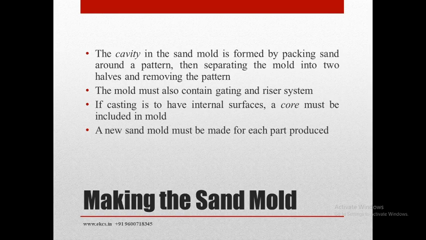The mold must also contain a gating and riser system. The gating system is the system where the molten metal enters the mold cavity and reaches the exact component part that should be filled with metal. If the casting is to have internal surfaces, a core must be included in the mold. Many of the cast components we can see have holes inside the casting. If you want internal surfaces, internal surface means hollow surfaces, so we have to go for a core.